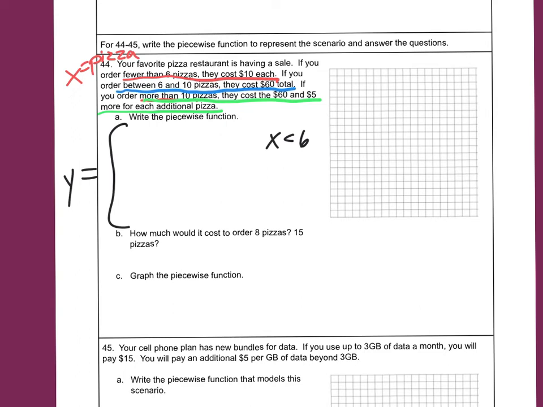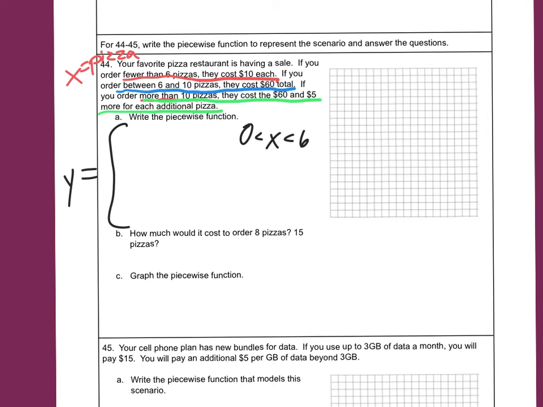If you want to get technical with it, can you order a negative pizza? Not really. So really this could be 0. X is between 0 and 6. Okay, because we know we can't order a negative amount of pizzas. But if you didn't catch that, if you just put x is less than 6, that's good, because I'm going to know what you mean by that. Okay. So that's the first piece. When x is between 0 and 6.